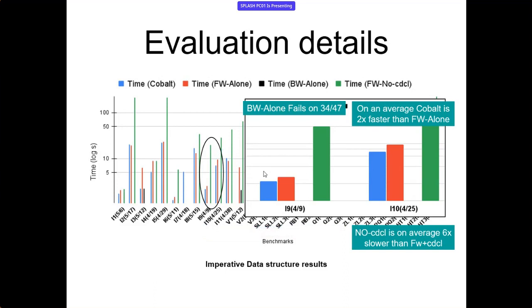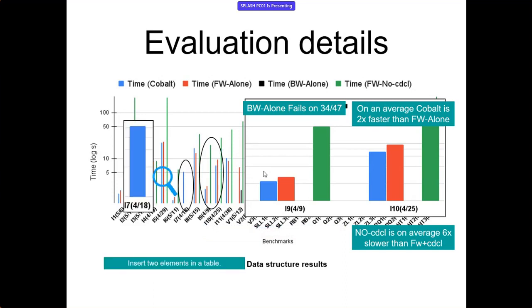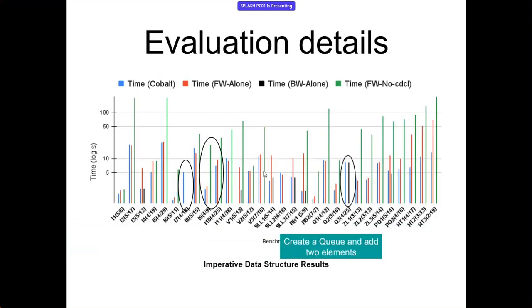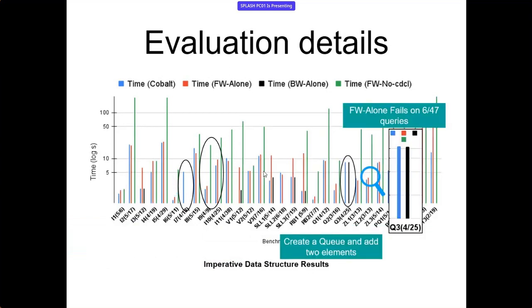There are other interesting cases, and one is where Cobalt is able to find a solution while the other approaches couldn't. There is a single bar. We found that overall in 5 out of 47 benchmarks, Cobalt was able to find the solution while others could not. Finally, we have cases where forward alone fails to find the solution, and this happens for 6 out of 47 queries.